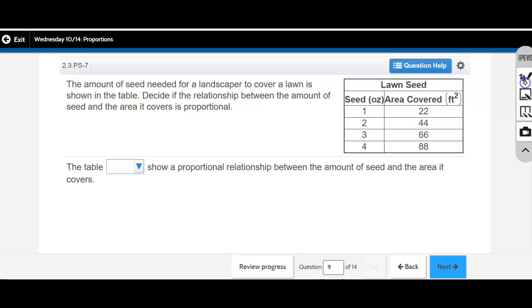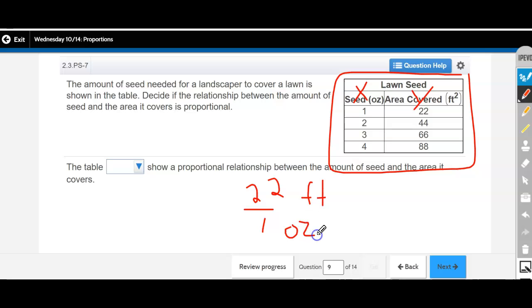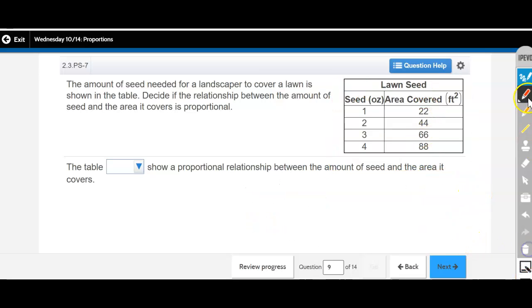So if we've got a table like this, how do I know which one's y, which one's x? Because it doesn't say y and x. The first row usually is your x column, will be your x column. The second one would be your y column. So I would put 22 over 1 on this because that's a unit rate. 22 square feet of lawn seed for every 1 ounce. 22 square feet is covered by every 1 ounce of lawn seed. So you need to figure out if that's proportional based on the rest of that.